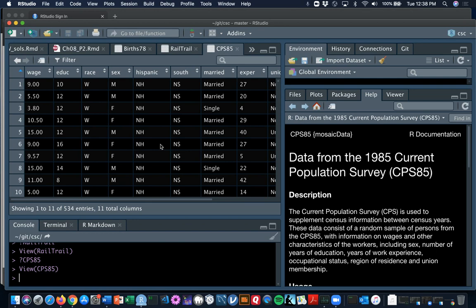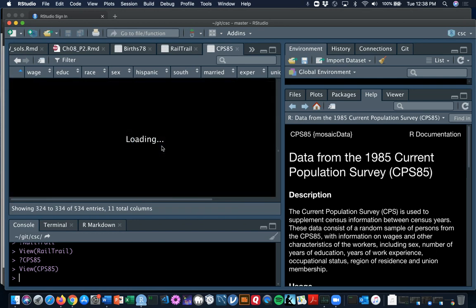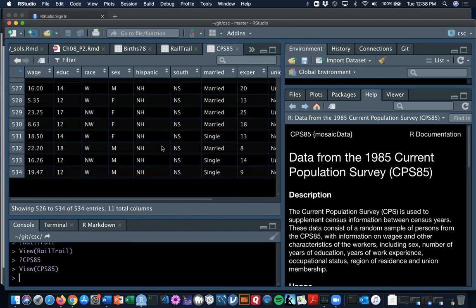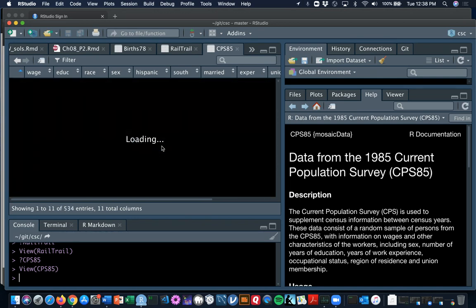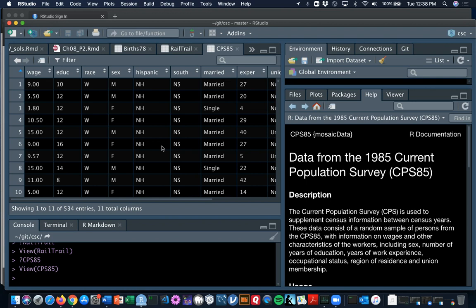So it's about 547 people. No, 534 people. And they're a selection from all the folks who were interviewed as part of the 1985 Current Population Survey that's run by the Bureau of Labor Statistics. So every row here is a person. The wage is a numerical variable that gives their wage in dollars per hour.